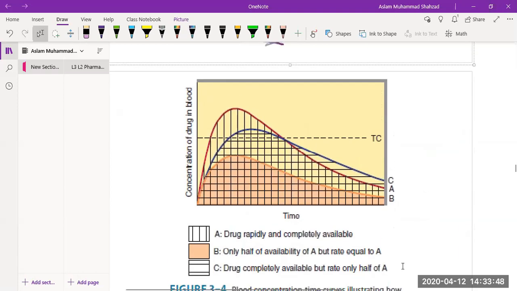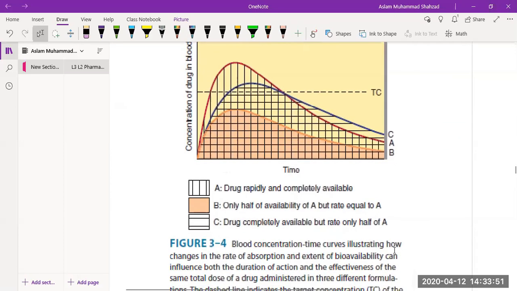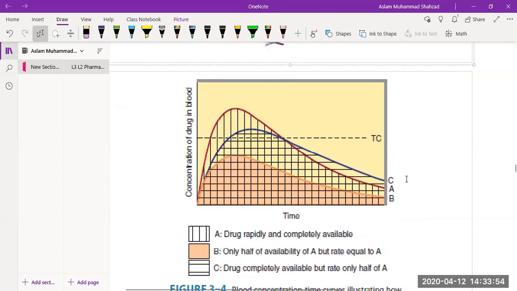If you take a look at this graph, concentration of drug in the blood, you can see there are three different graph representations. If you see in A, the drug concentration increases with the time and then it declines. This dotted line is showing you the therapeutic window or therapeutic concentration. So you can see in slide A, the concentration of the drug increased and then it declined.